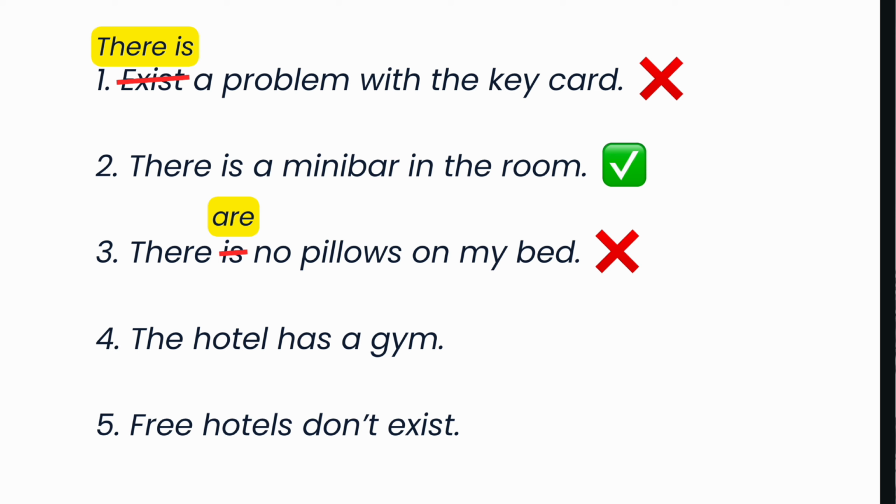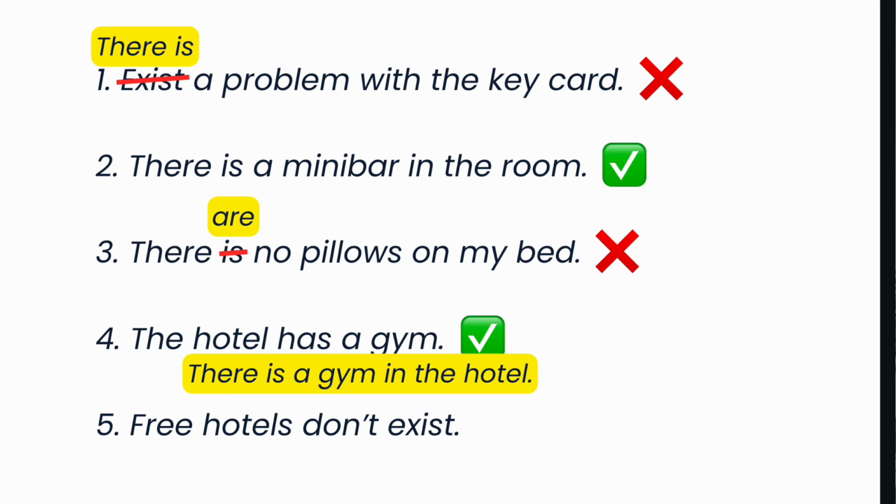Number 4 is correct. We can say the hotel has a gym, but also, if you want, you can say there is a gym in the hotel. That is also completely right. And the last sentence, free hotels don't exist, is also correct. So, there were only 2 mistakes in the sentences. I hope you found both of them.